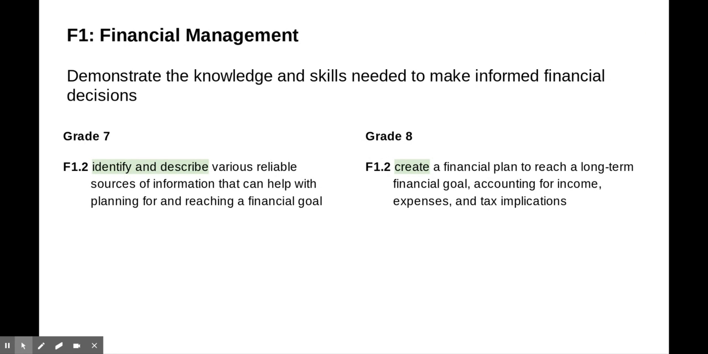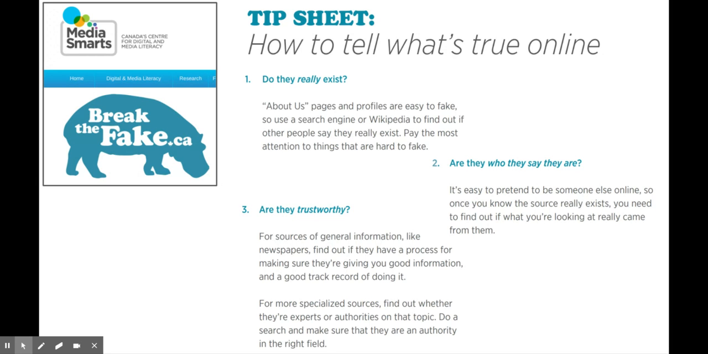The next specific expectation is expectation 1.2, and this is related to financial planning. Grade 7 is identifying and describing reliable sources of information that can help with planning for and reaching a financial goal, whereas grade 8s are creating a financial plan to reach a goal. So the grade 7 there is really focused on this idea of using reliable sources. So there is a connection to the media literacy.